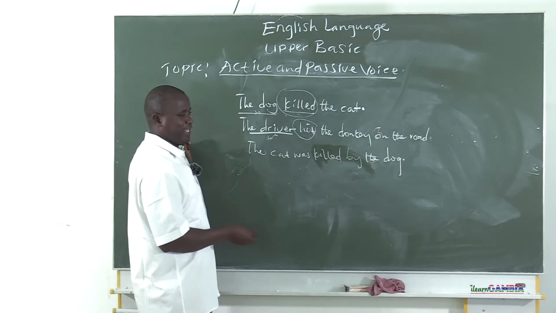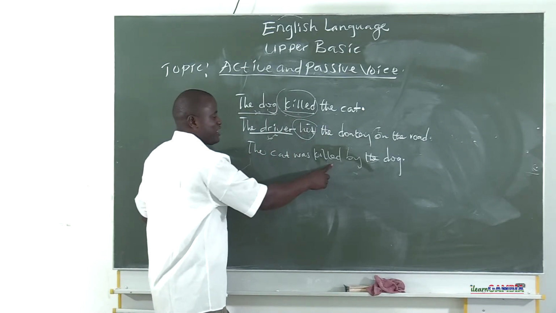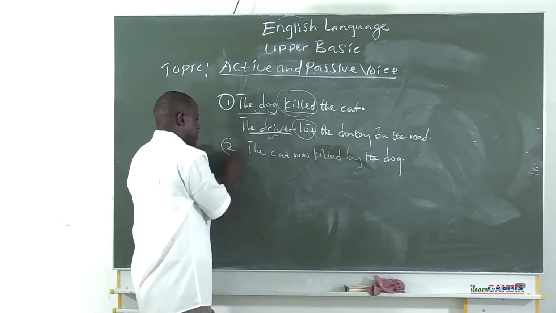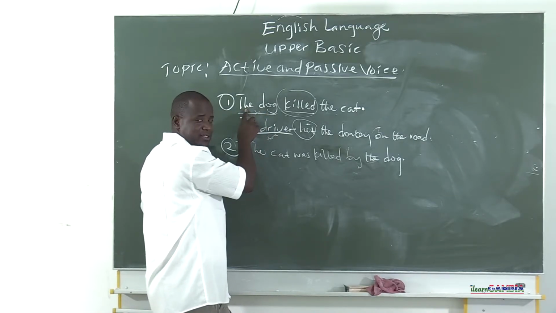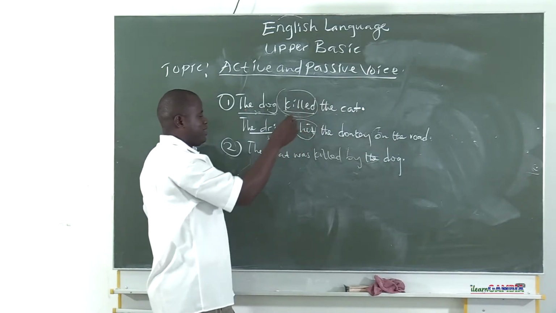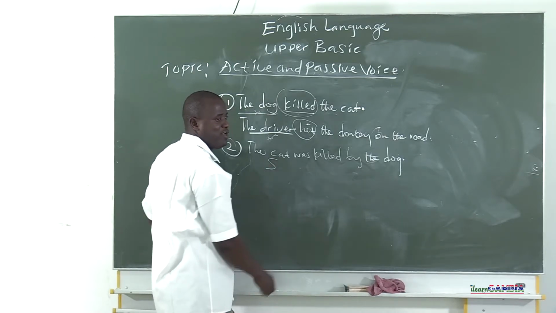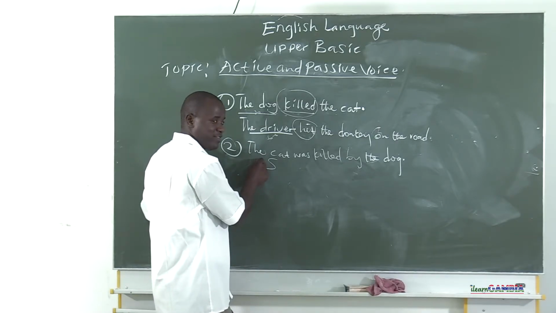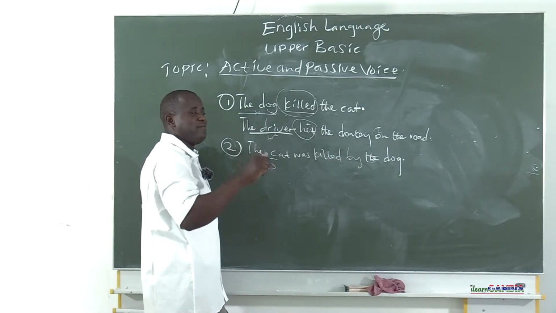Now, compare the two sentences. The dog killed the cat, and the cat was killed by the dog. Now, if you look at sentence 1, here, the dog is the subject, and cat is the object. But if we look at sentence 2, cat is the subject and dog becomes the object. So we say this sentence is in passive voice. Why? Because the subject is the recipient of a verb's action.